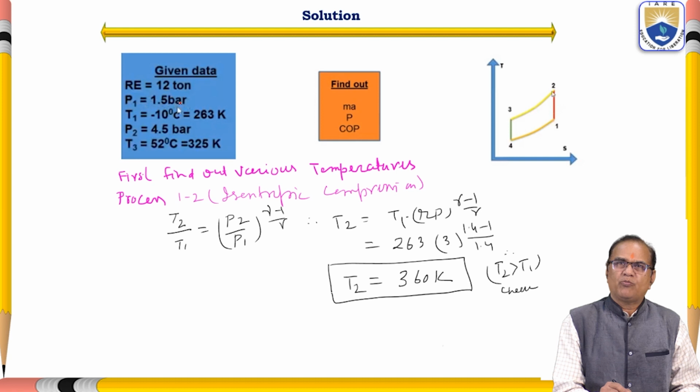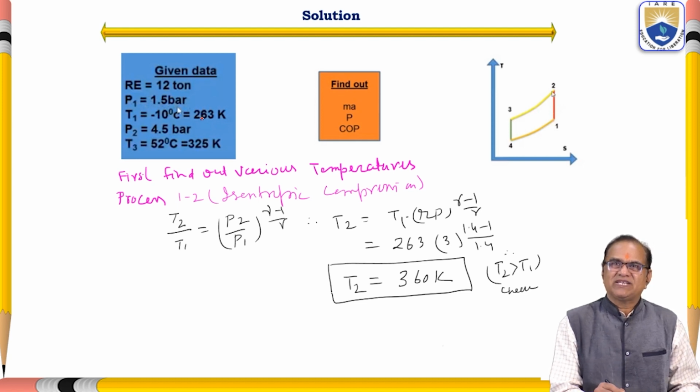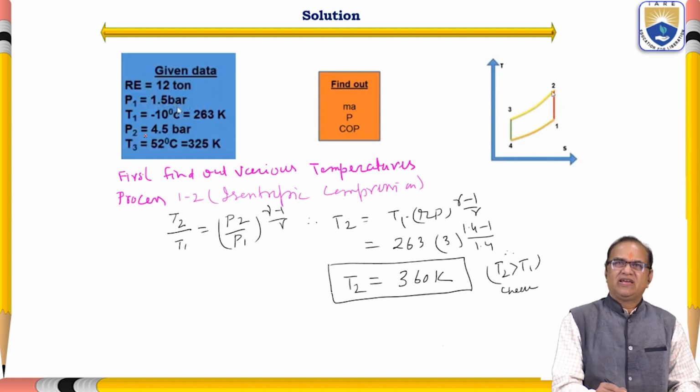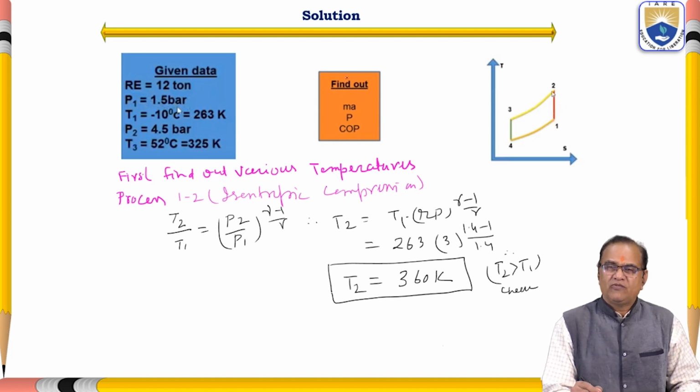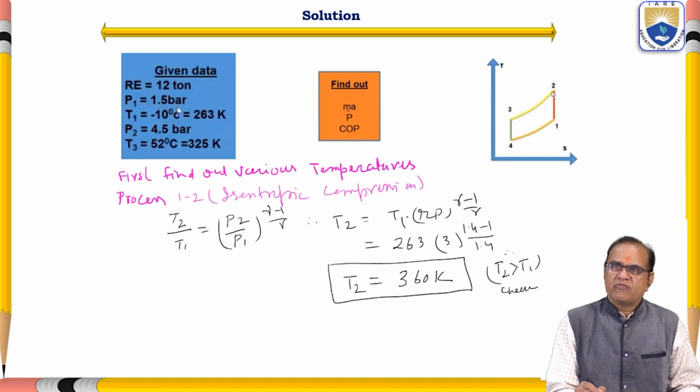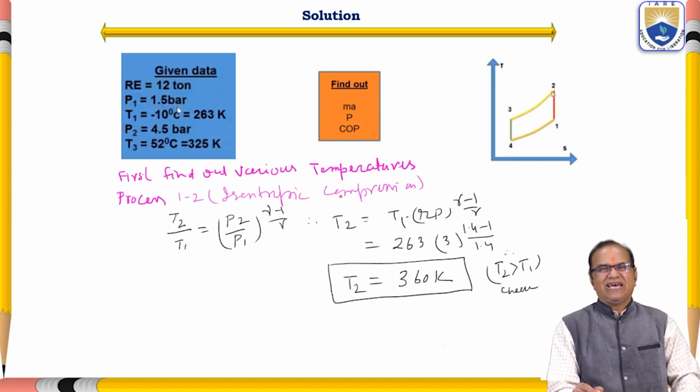P1 is equal to 1.5 bar. T1 is equal to minus 10 degrees centigrade plus 273, we will get 263 Kelvin. P2 is equal to 4.5 bar. T3 is equal to 52 degrees centigrade plus 273, we will get 325 Kelvin. What we have to find out? We have to find out the mass of the air, then the power per ton of refrigeration and the coefficient of performance of this system.